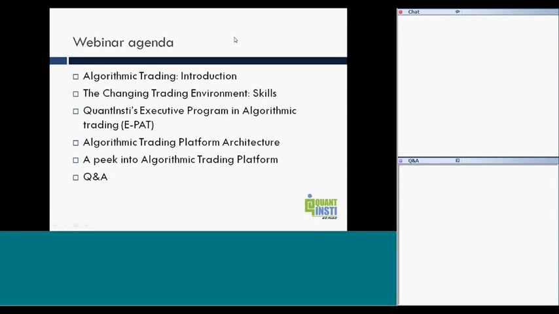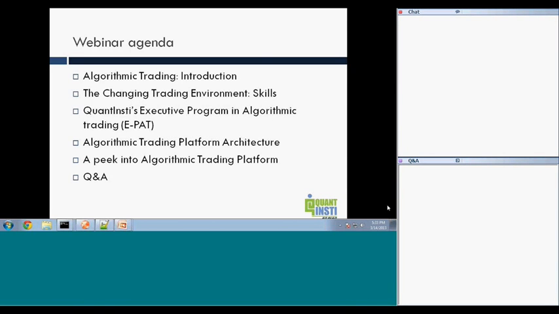Move on a bit towards the algorithmic trading platform architecture, as in how it works and what the different components of an algorithmic trading platform are. Then we will try to run a simple strategy on an algorithmic trading platform in the end. That will be followed by the Q&A session. So, all right, algorithmic trading.